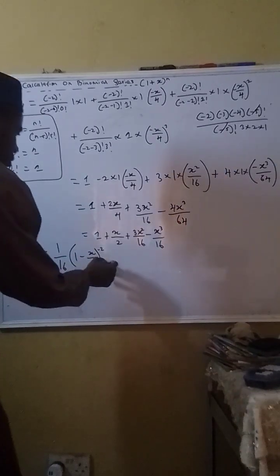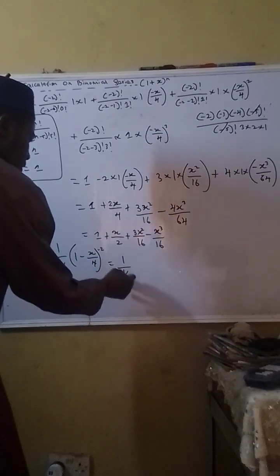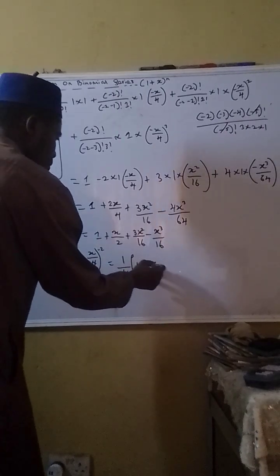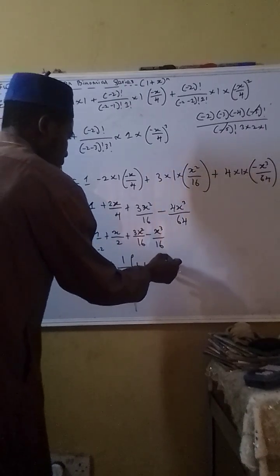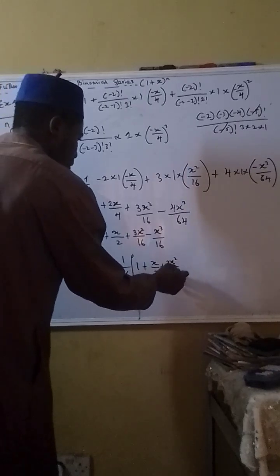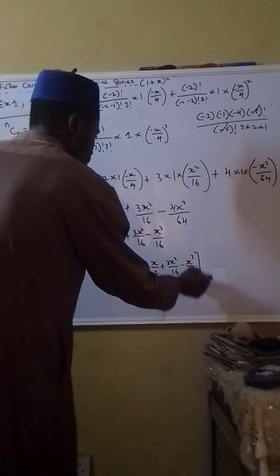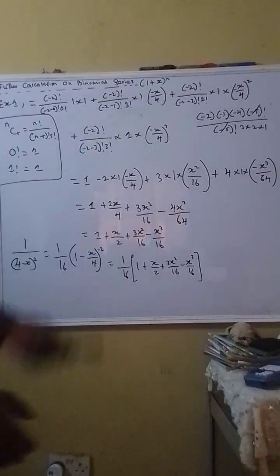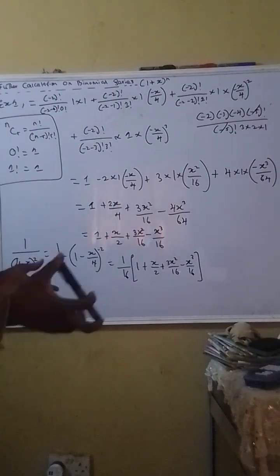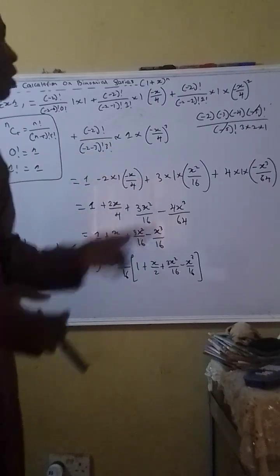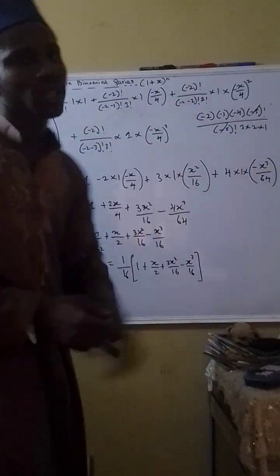So our answer will be equals to 1 over 16 into brackets 1 plus x over 2 plus 3x squared over 16 minus x cubed over 16. So that is your final answer under this. So I hope you learned something. So anyhow, any question they give you, if it is not straightforward, you find a way to break it down into 1 plus x raised to power n.